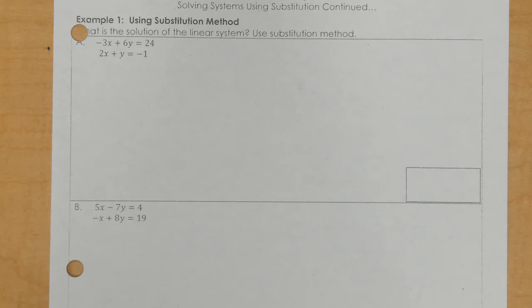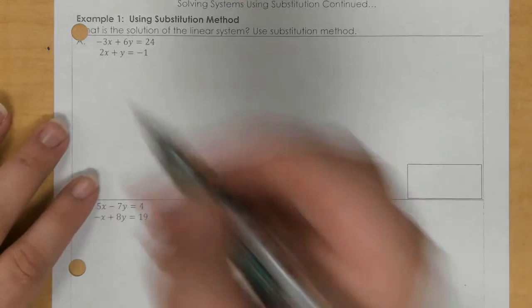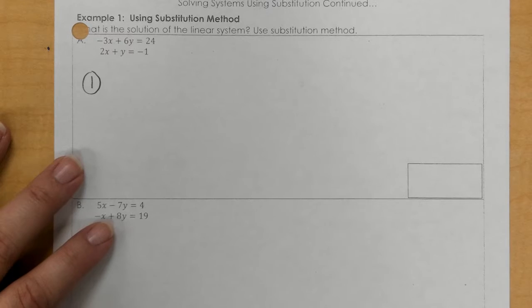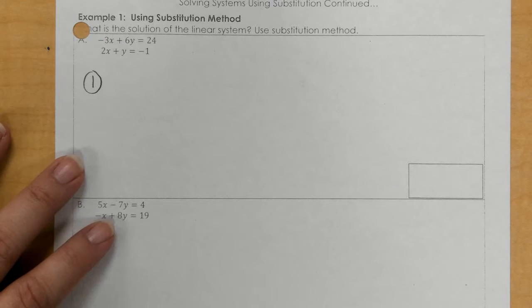For the second day of substitution method, we're just going to re-practice the skill. So what is the solution of the linear system using the substitution method? First step was to find the equation that had x or y by itself. But if you look at these two equations, we do not have an equation that has x or y by itself.